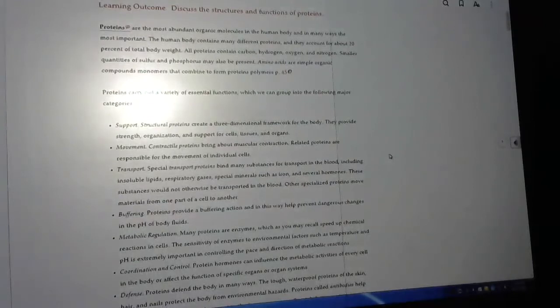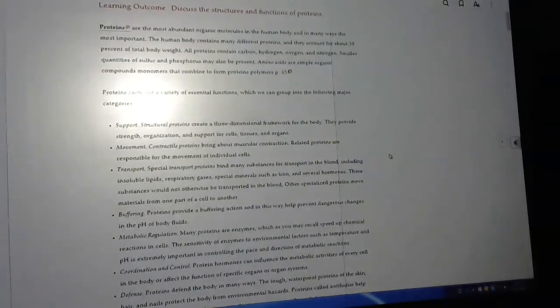There's support. Structural proteins create a three-dimensional framework of the body. Movement, contractile proteins. So this is for like your muscle, right? Actin and myosin, which we talked about earlier. Transport, we have transport proteins. Buffering, remember I said we have proteins in the body that actually cause buffering, which maintains the pH.